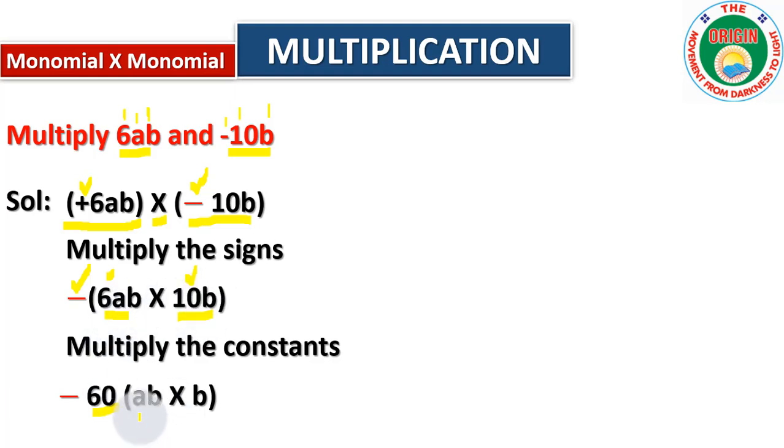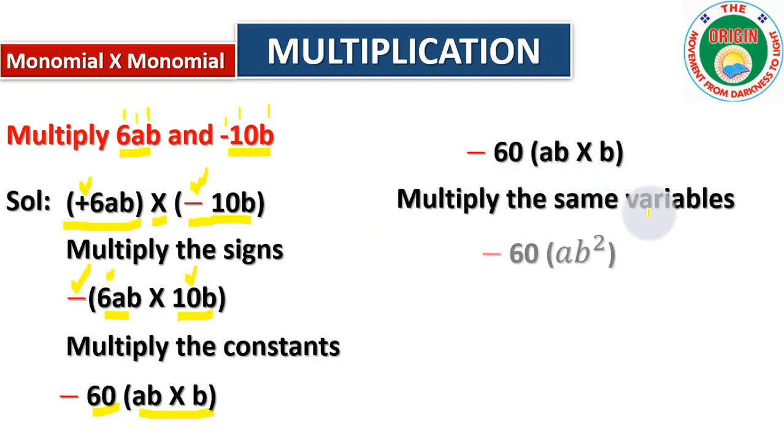Remaining is ab into b. Among these, b into b are the same variable, and a you need to write separately. Multiply the same variables first. So b and b, how many b's are there here? 2. That is why the number 2 is written at the superscript place, that is minus 60 into a into b square. If you write it combined, the resultant is minus 60 ab square. This is the process to do the monomial by monomial multiplication.